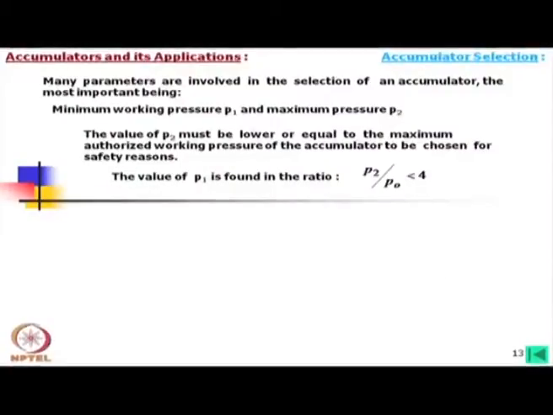The value of P 1 is found in the ratio P 2 by P 0 is less than 4. Normally, P 0 is the charge pressure, and P 1, P 2 are the working pressures of the system, minimum and maximum. P 1 is the minimum, P 2 is the maximum, where P 0 is the charge pressure, and usually P 2 by P 0 is less than 4. You see, look into this value.